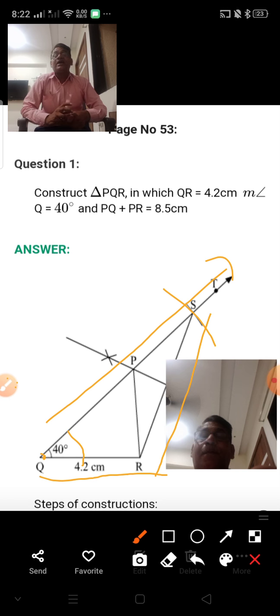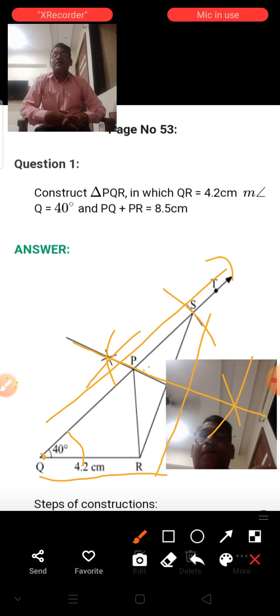Then you get the line, and this line intersects QS at point P. Now this line intersects QS at point P, and then you have to join P and R, then you get the required triangle, that is PQR. In this way you can draw the given triangle. You get all the steps of the construction.